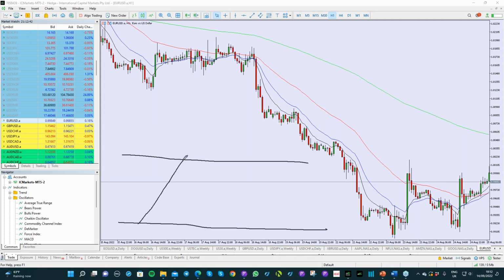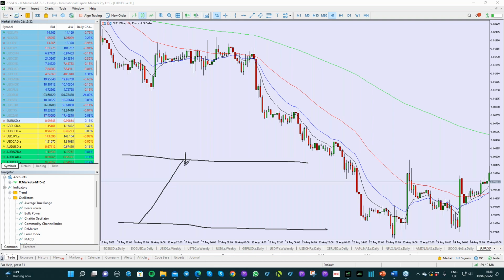At this point, I am looking for a rejection of this horizontal level. So I'm looking for price to come up and reject that level, for the sellers to push price back down and close back down below the level. That could be an indication that at this horizontal level, the buyers tried to push through, but the sellers took charge and pushed price back below the level, thus potentially indicating that this horizontal level is going to hold and price is going to stay below it.